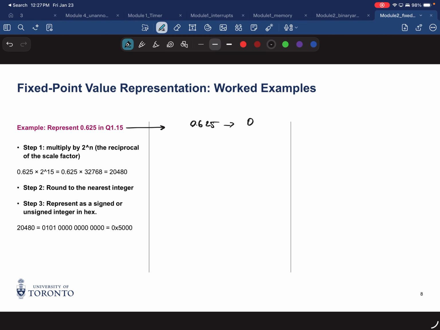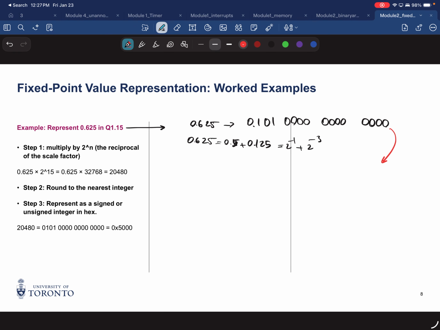I can easily say that 0.625 is 0.5 plus 0.125. And this is 2 to the power of minus 1 plus 2 to the power of minus 3. So I say this is 1. This is my point, where my point starts. 0, 1, then 0, 0, 0, 0, 0, 0, 0. What did I get? This is my string.